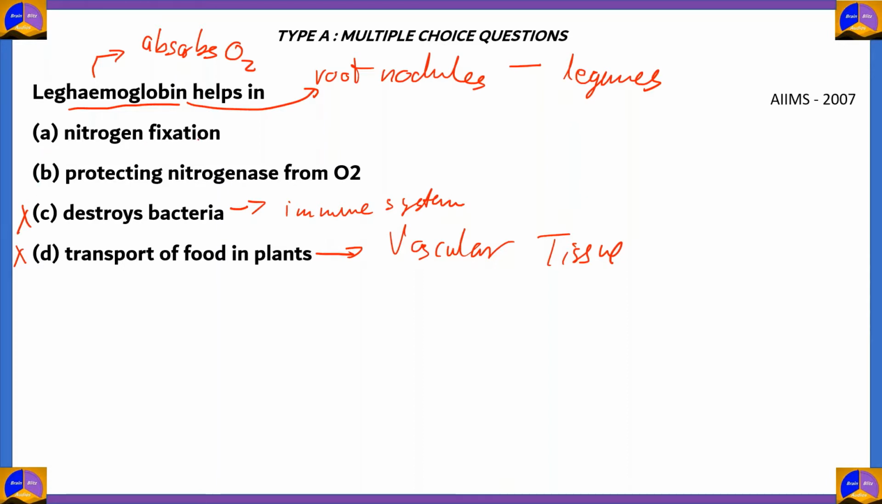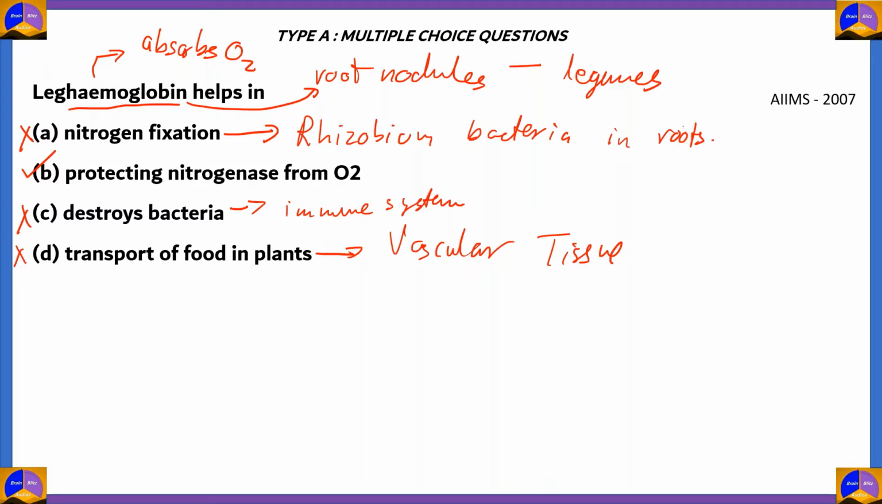What about option A, nitrogen fixation? Leghemoglobin by itself does not help in nitrogen fixation. That is done by the rhizobium bacteria or other microorganisms such as Nostoc and Anabaena in plants. These are present in the roots, the root nodules. So option A is also considered incorrect. The right answer is option B, protecting nitrogenase from O2.